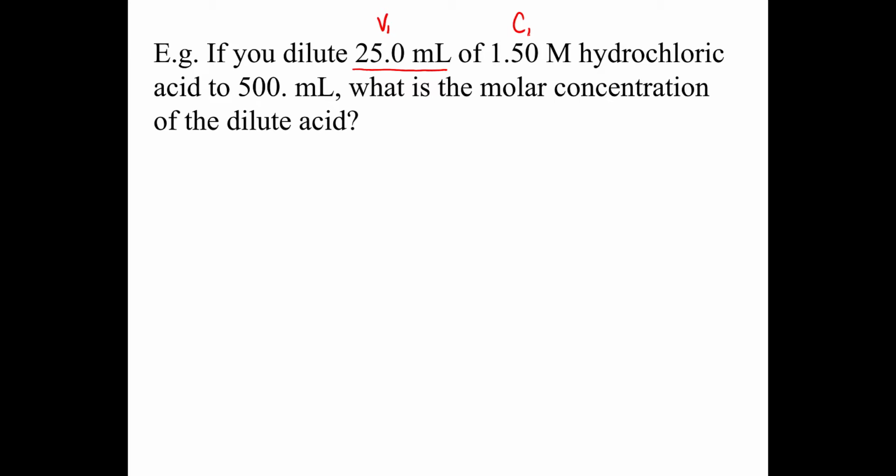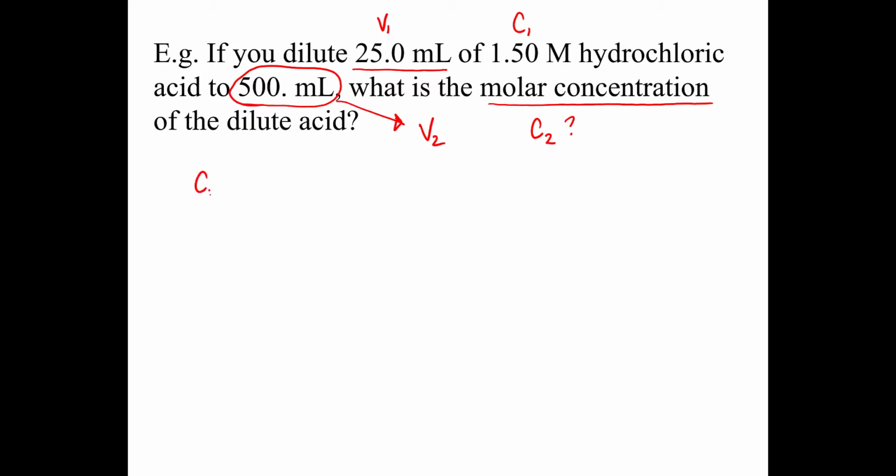What are we going to dilute it down to? We're going to make that up to a volume of 500 milliliters. So the 500 milliliters will be our V2. It's going to be the final volume that we care about. And now we're being asked to calculate the molar concentration, that's moles per liter, of the dilute acid. We're being asked to calculate what C2 is. So we don't know what C2 is.